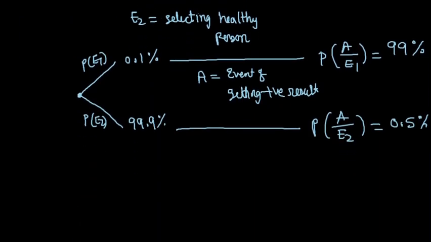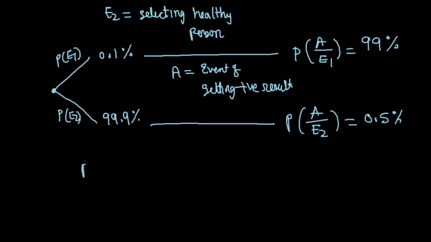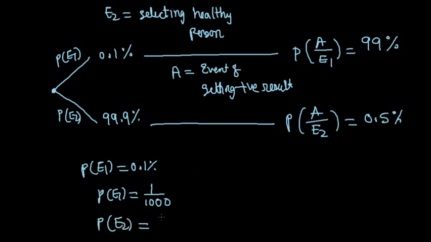So all these given values are in terms of percent, right? So we will write P of E1 equals 0.1%. If I cancel the point, I get a 10, and removing the percentage I get 100 into 10, 1000. So can I write directly P of E1 is 1 by 1000. The same way, P of E2 is 99.9 by 100. If I remove the decimal I get 10 into 100, 1000. So this is 999 by 1000.